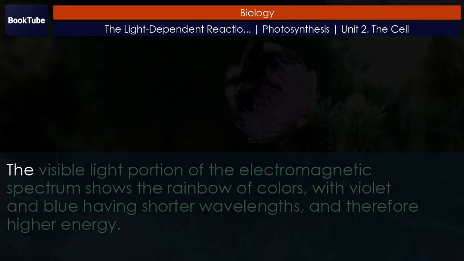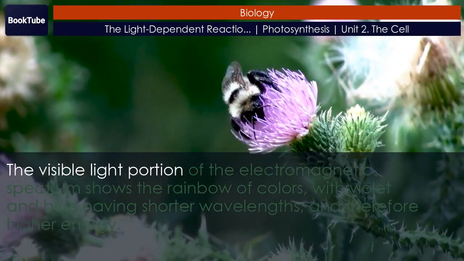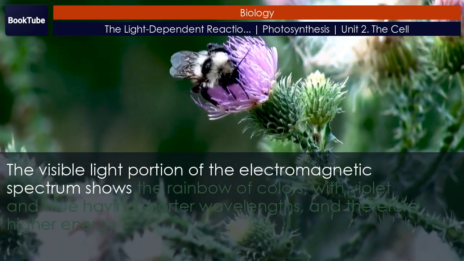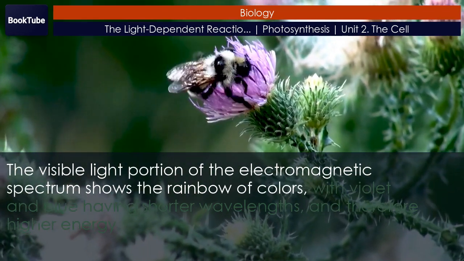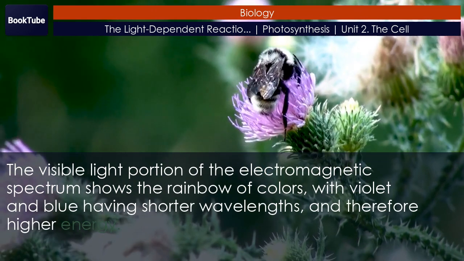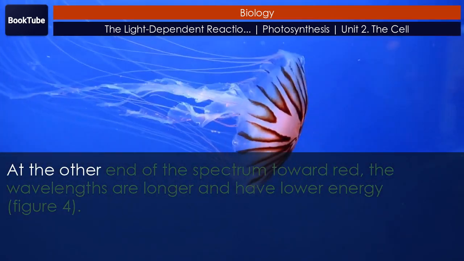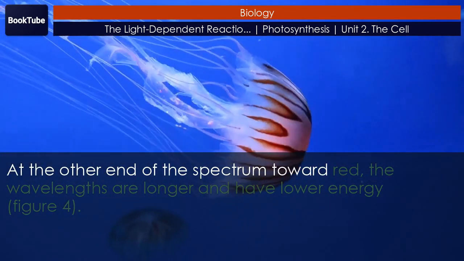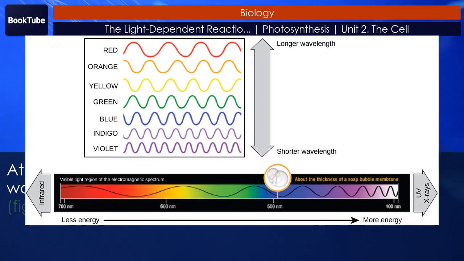The visible light portion of the electromagnetic spectrum shows the rainbow of colors, with violet and blue having shorter wavelengths, and therefore higher energy. At the other end of the spectrum toward red, the wavelengths are longer and have lower energy.